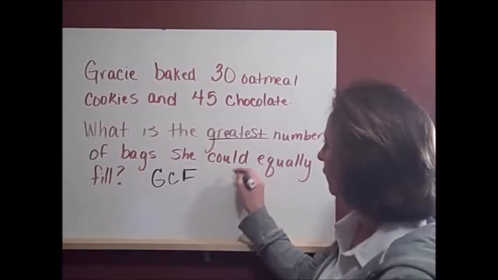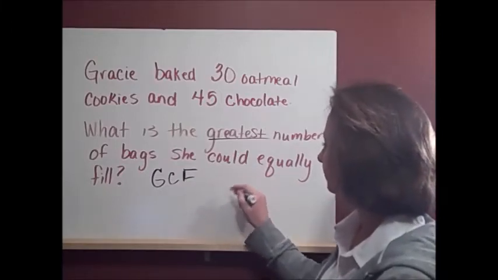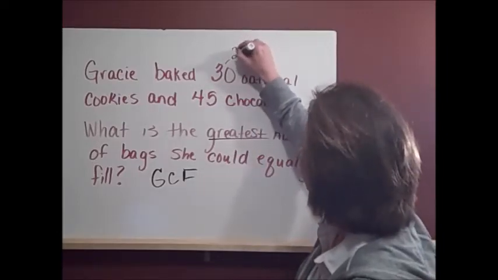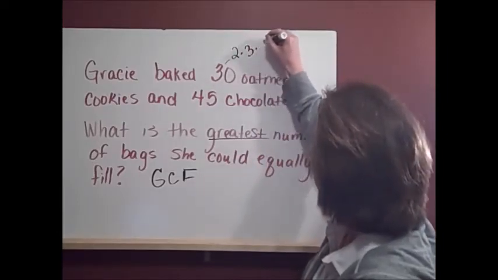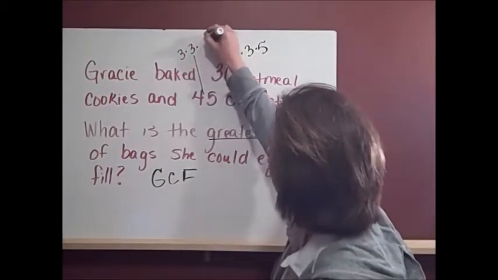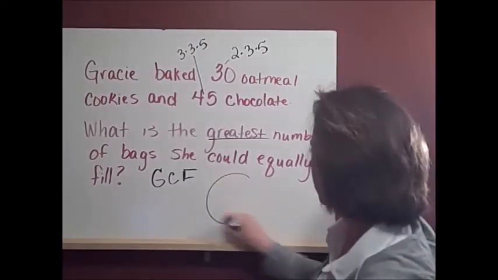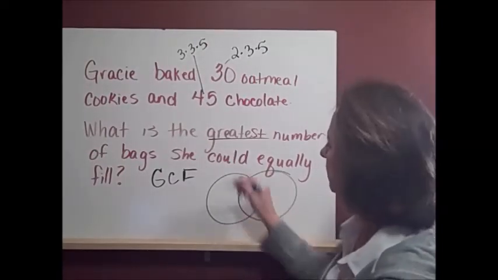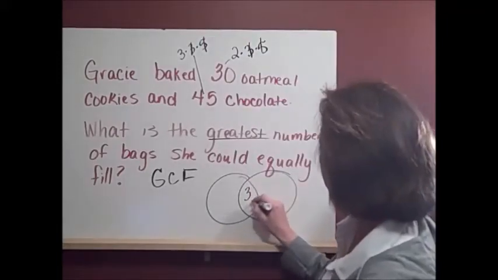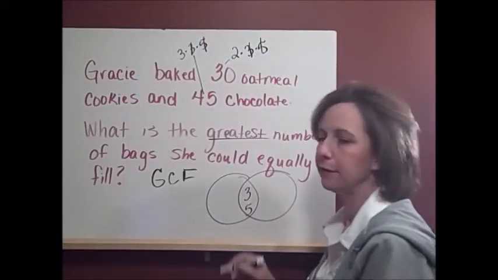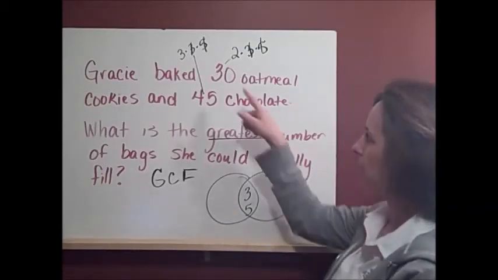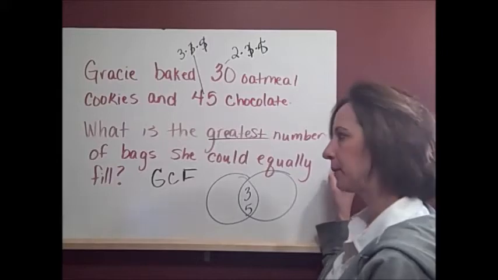So I'm going to do 30 and 45. The factors of 30 end up to be a 2 and a 3 and a 5. And 45 end up to be a 3 and a 3 and a 5. And so when I put those in my Venn diagram, what I have in common is the 3 and the 5. That means that Gracie will be able to fill 15 bags. And each bag will have 2 oatmeal and 3 chocolate chip.